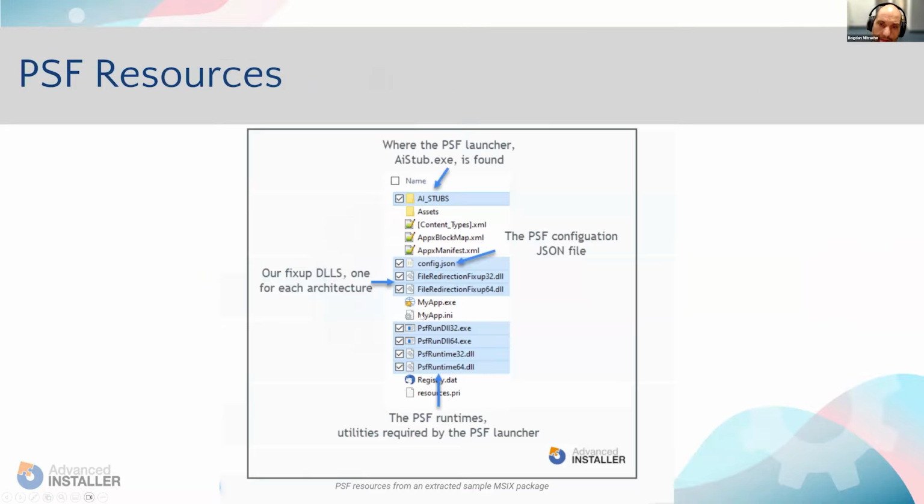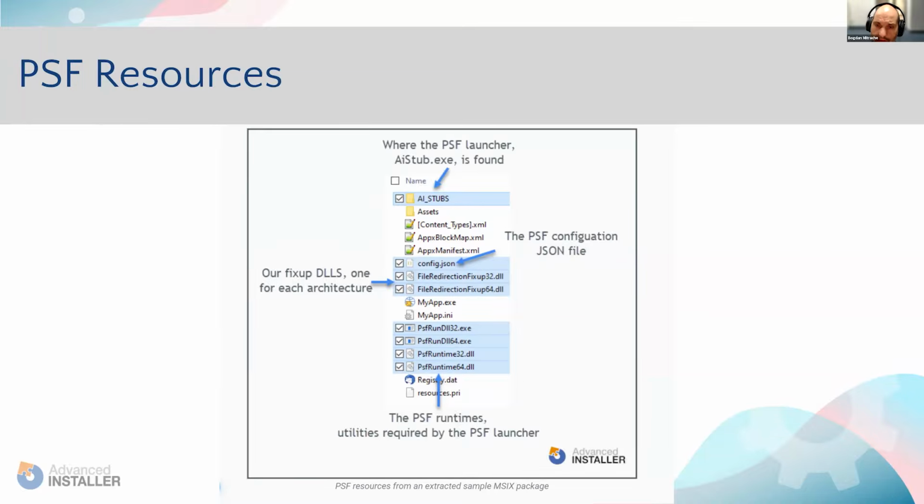So these are the files that I mentioned. If you extract an MSIX with 7-zip, you'll find a similar folder structure if you have PSF included in the package, which is most commonly the case because over 50% of the packages that we've worked with require some sort of PSF fixups. The AI stubs folder that you'll see in the upper side of the image is particular to packages created with Advanced Installer because that's where we put our exe and additional resources if we need that. It's called like that because we had our own launcher before Microsoft announced the PSF project.